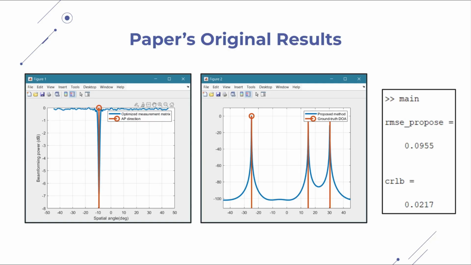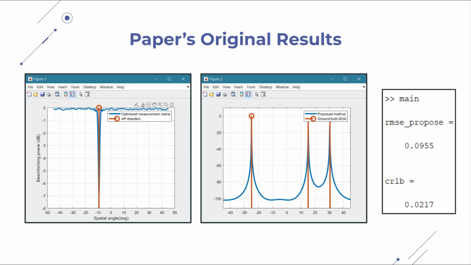Okay, now here we have the paper's original results, without any modifications made to them quite yet. On the left, you can see the beamforming pattern. The blue curve represents the power response of the optimized matrix, where there is a sharp dip around -10 degrees corresponding to the direction of the access point. On the right, we have a spatial spectrum, which is generated using the proposed atomic norm and MUSIC method.